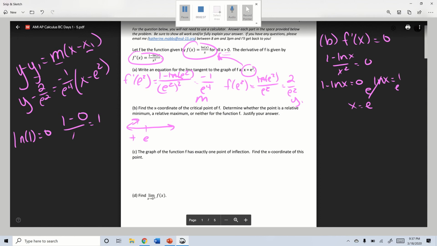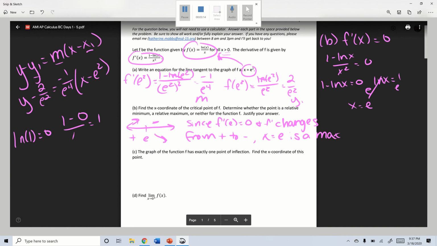So then we would need to plug in something bigger than e. e is 2 point something, but what we've really got to remember is ln of e is equal to 1. So if we plug in anything bigger than e, it's going to be bigger than 1, which will make the top negative. So since f prime of e is equal to 0 and f prime changes from positive to negative, x equals e is a maximum.